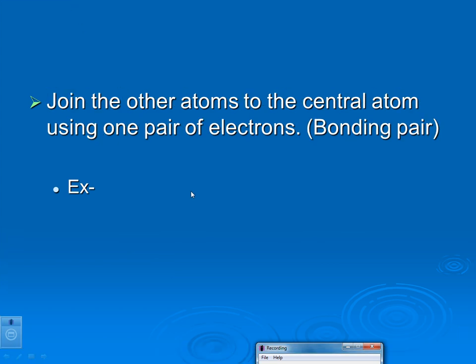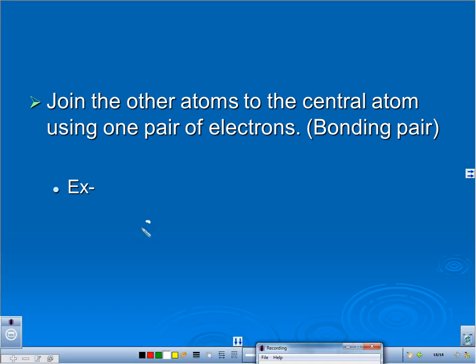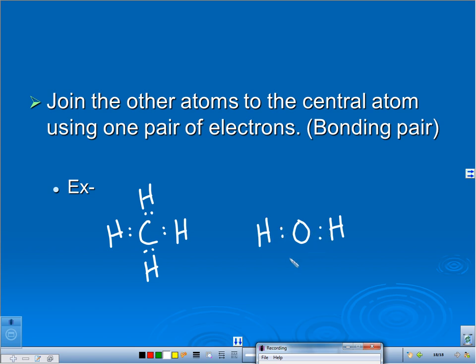Next step. I'm going to join the other atoms to the central atom using one pair. We're always going to assume a single bond to start with. So this is where I just left off. So I'm going to assume a single bond on this. And then the water, I'm going to assume a single bond to start with. So that is that step, creating a bonding pair or a single bond between each of these atoms.